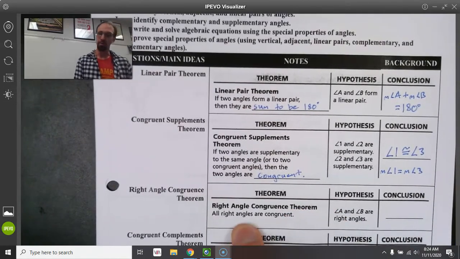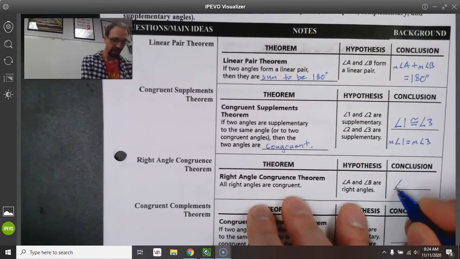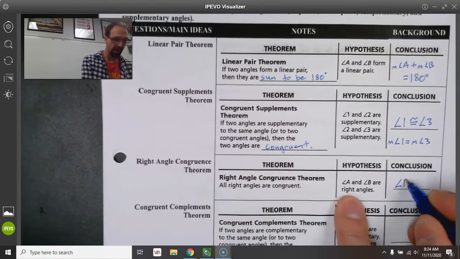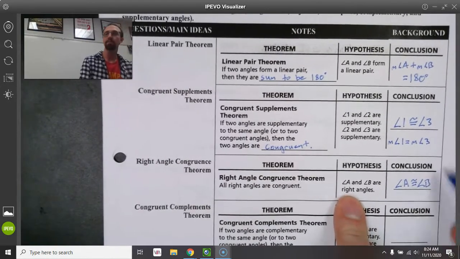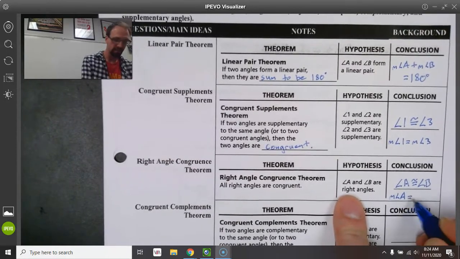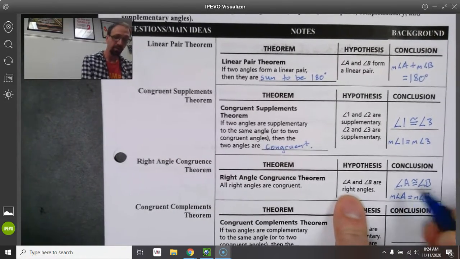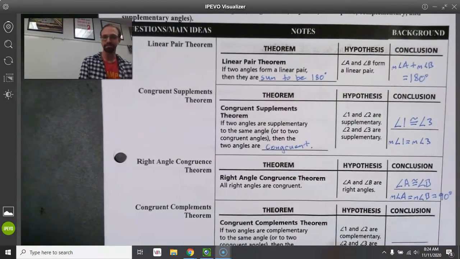Right angles, all right angles are congruent. So if all right angles are congruent, then that means that angle A in this case is congruent to angle B, same as what we talked about from above. The measure of angle A is equal to the measure of angle B, which in this case we know because it's a right angle, we know that these are all 90-degree angles.